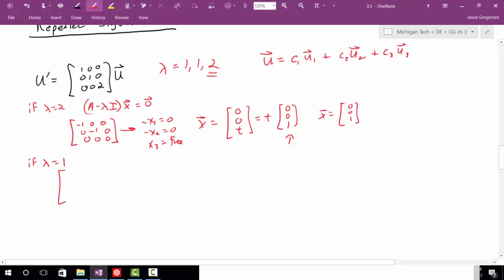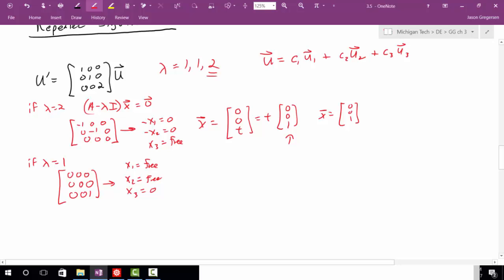all right, so this gets 0, 0, 0, 0, 0, 0, 0, 0, 1. What does this mean? Well, I basically only have one equation here. That equation is the last one. It tells me x3 is equal to 0. What's going on with x2? It's free. What's going on with x1? It's free.